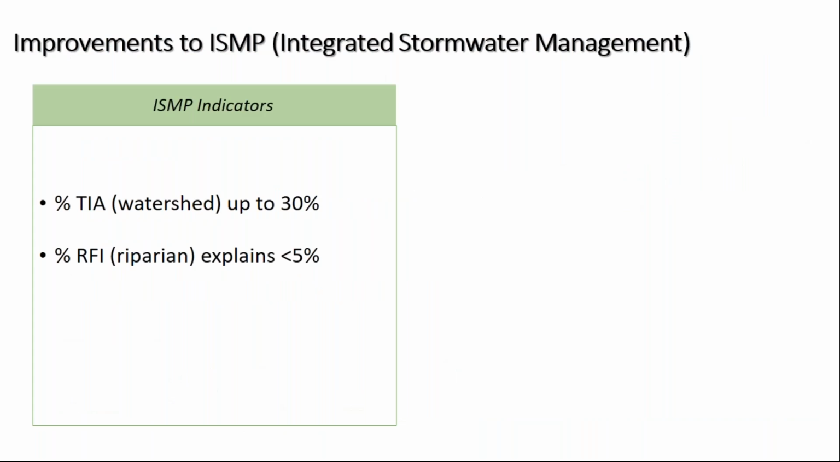So some of you might have a bit of experience with integrated stormwater management plans, and they often use indicators. These ISMP indicators look at things like percent total impervious area in a watershed. Another indicator that's used is the percent of riparian forest integrity, which is basically how much of the riparian zone has forests in it. And we've been using these ISMP indicators and comparing them to our own landscape indicators to see if our own landscape indicators do a better job of predicting what's going on in streams.